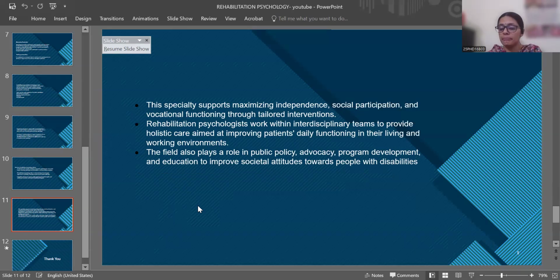And the field plays a pivotal role in public policy making, advocacy, program development, and education to improve societal attitudes towards people with disabilities. So today in this class, we discussed rehabilitation psychology and rehabilitation as a process. We discussed health, WHO's definition of health, and various forms of prevention, and how prevention policies actually work. We discussed the difference between impairment, disability, and handicap. And at the end, we discussed the need of rehabilitation.